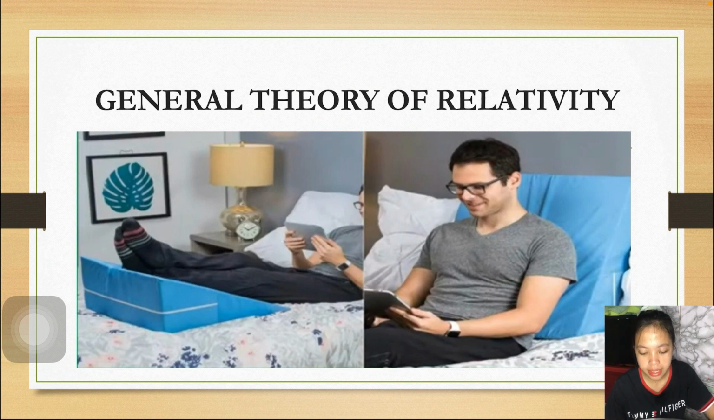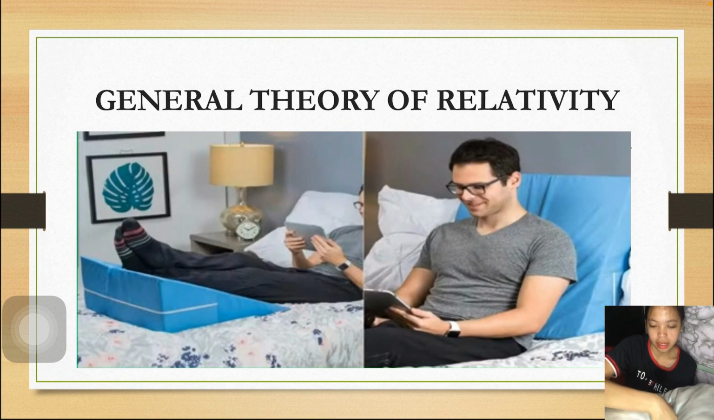Sinasabi ni Albert Einstein na kapag ang mass daw ay nasa space, the space will get curved. Example, ito yung space. Tapos ito yung mass. Tapos kapag ang mass ay nasa space, nagaganon. Kaya yung sinasabi niya na curve. Kaya nagko-curve.